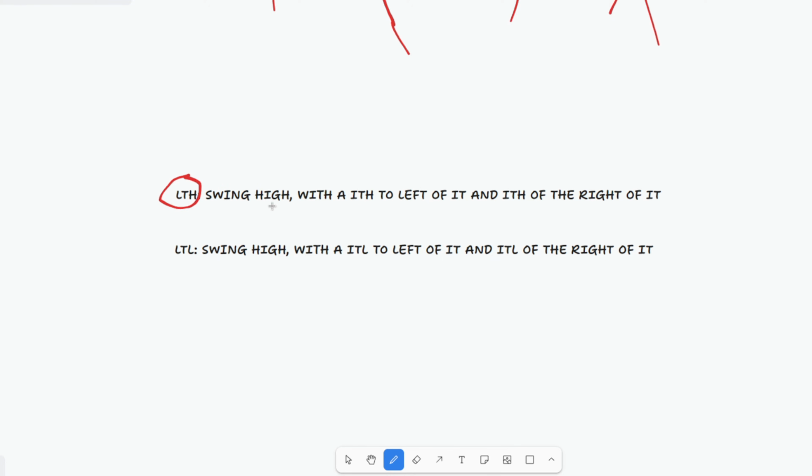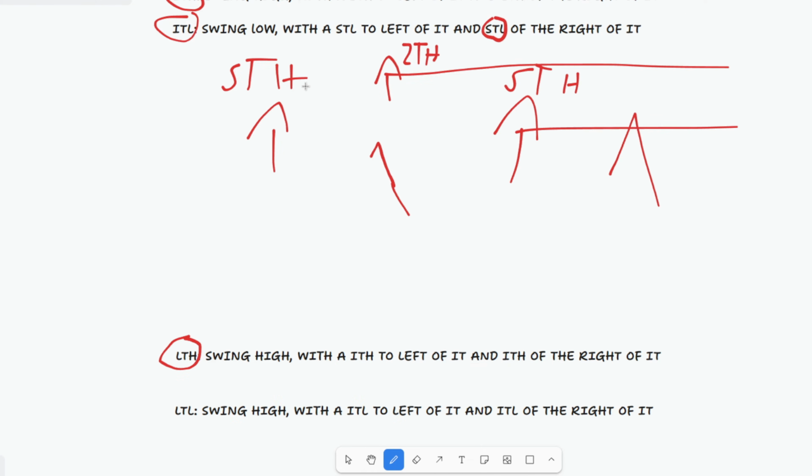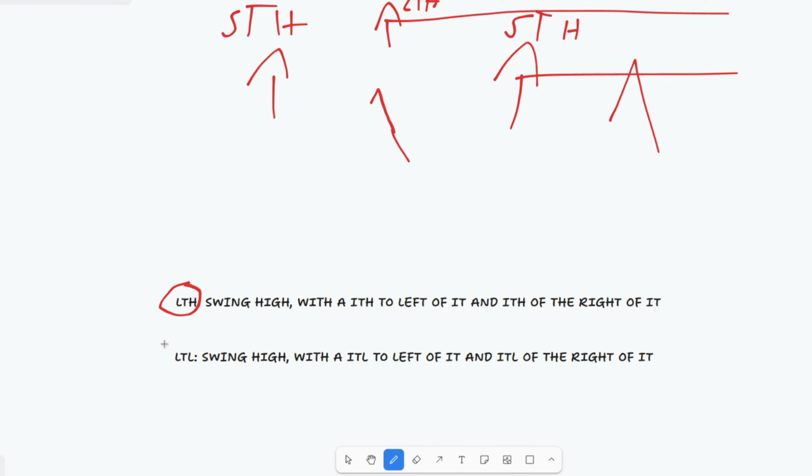So a long-term high is a swing high with an intermediate-term high to the left of it and an intermediate-term high to the right of it. So let's consider that this is an intermediate-term high and this is an intermediate-term high. This becomes a long-term high. Same for the long-term low. Swing high with an intermediate-term low to the left of it and an intermediate-term low to the right of it.